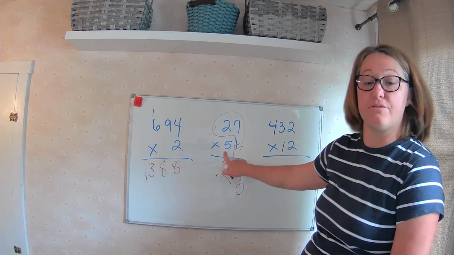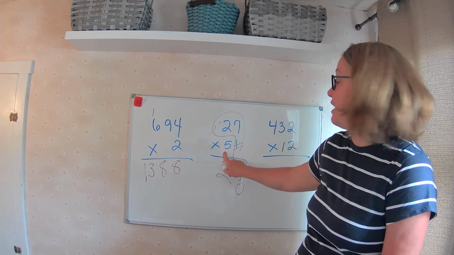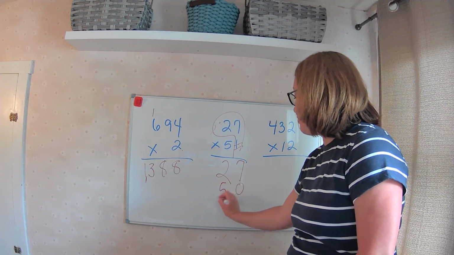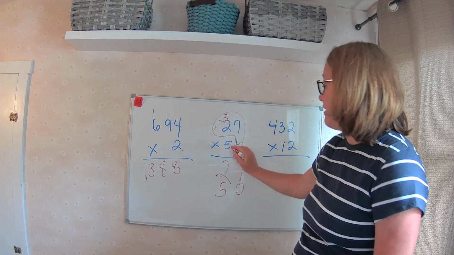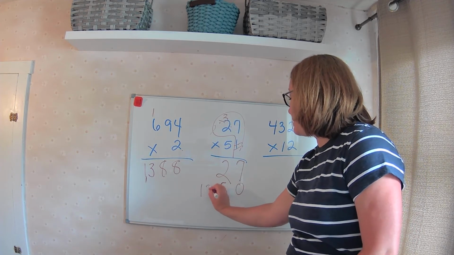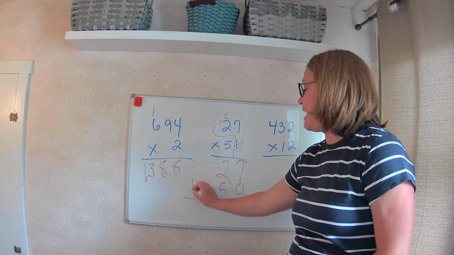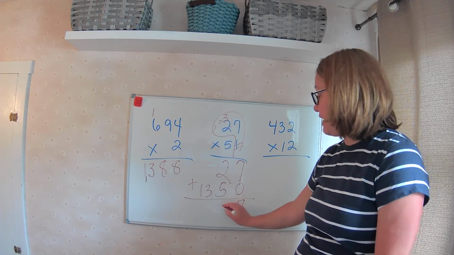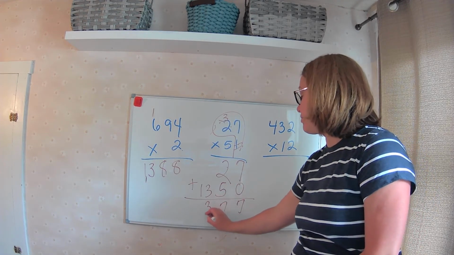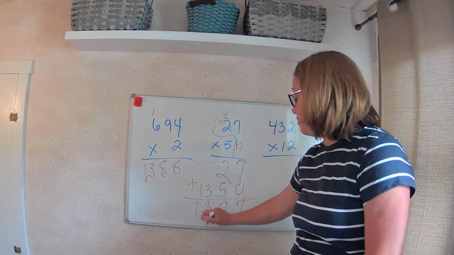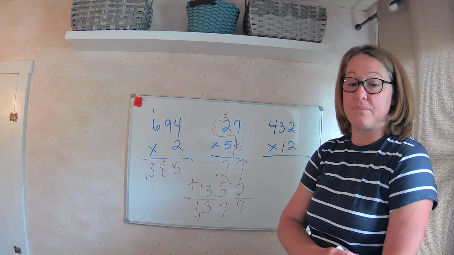And now I'm just going to focus on the 5. So now we have 5 times 7 gives us 35. So put a 5, carry a 3. Now I have 5 times 2 is 10, plus the 3 gives me 13. Now we'll take these two numbers and add them. 7 plus 0 is 7. 2 plus 5 is 7. Bring down my 3 and my 1. Every 3 digits gets a comma. 1, 2, 3, comma.